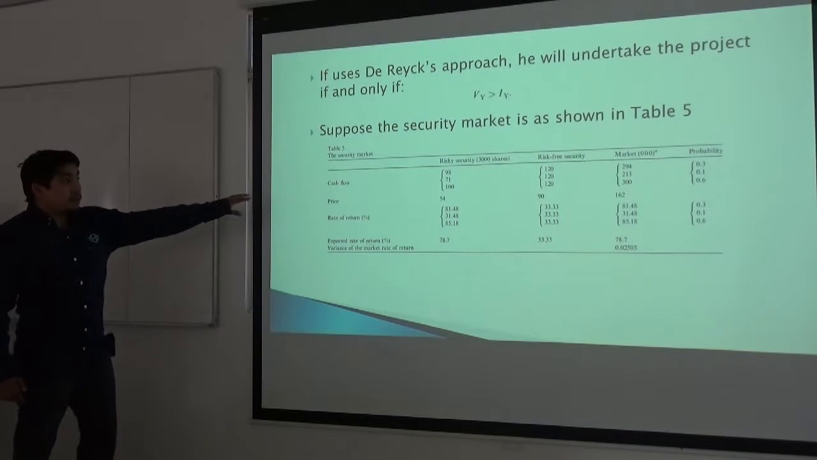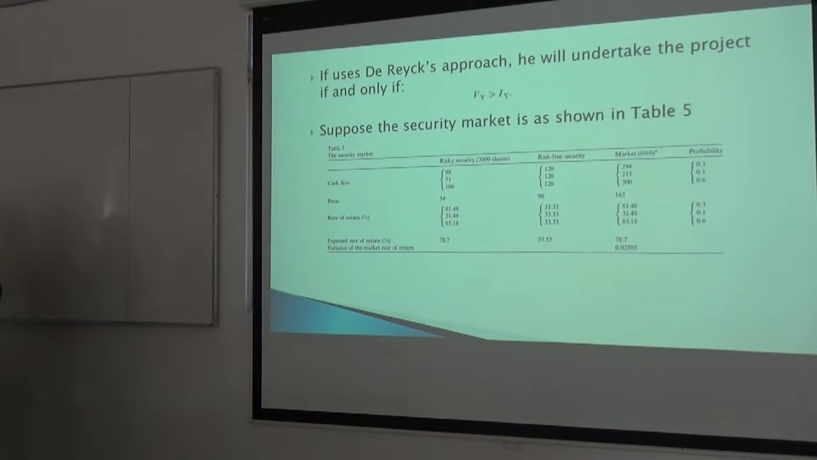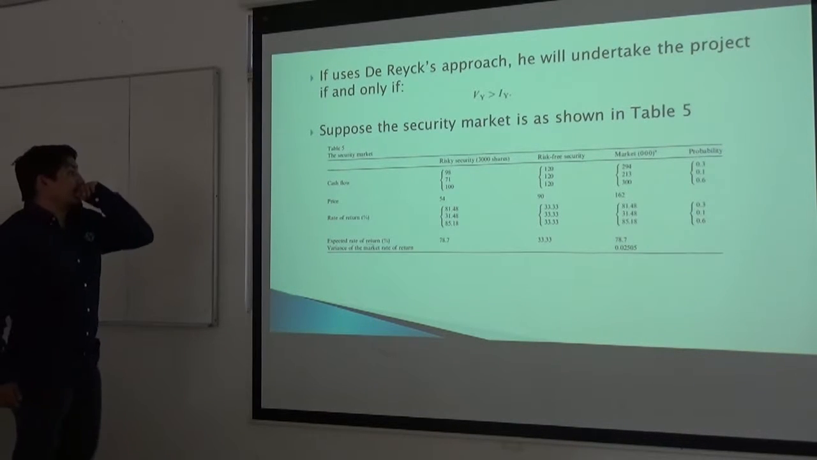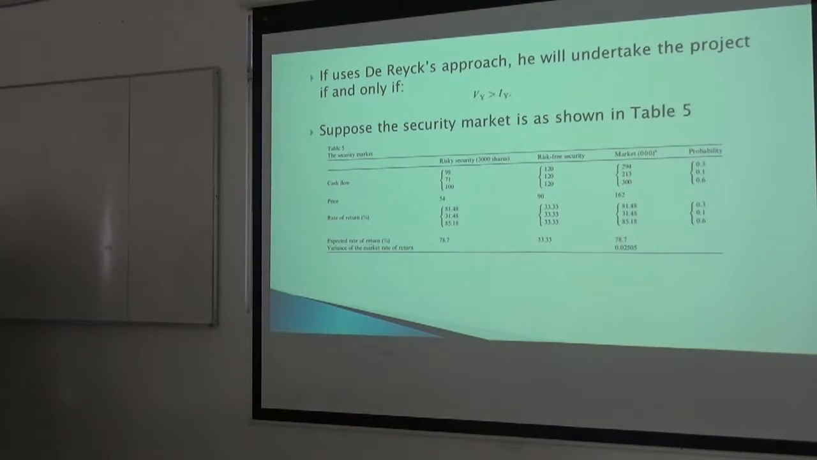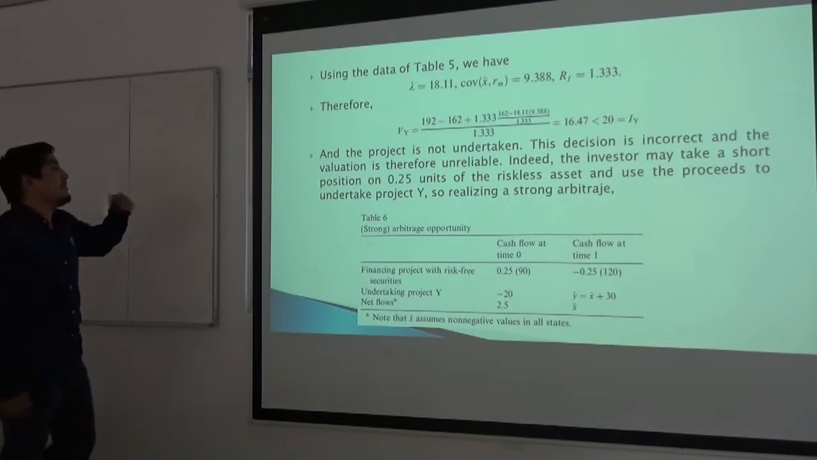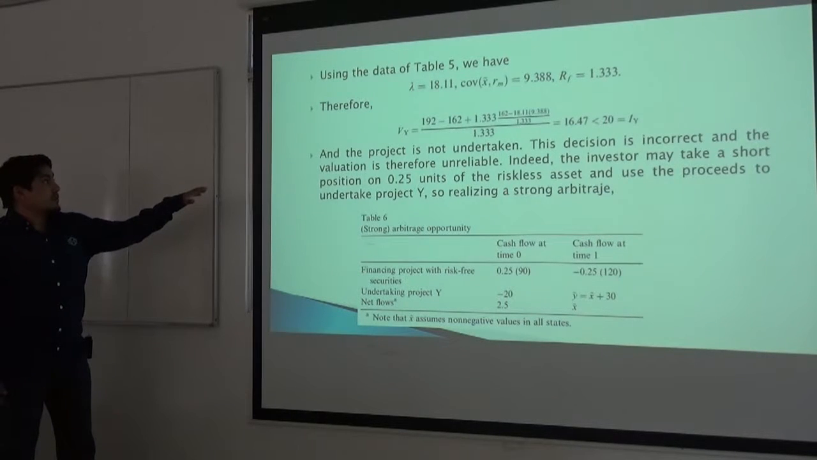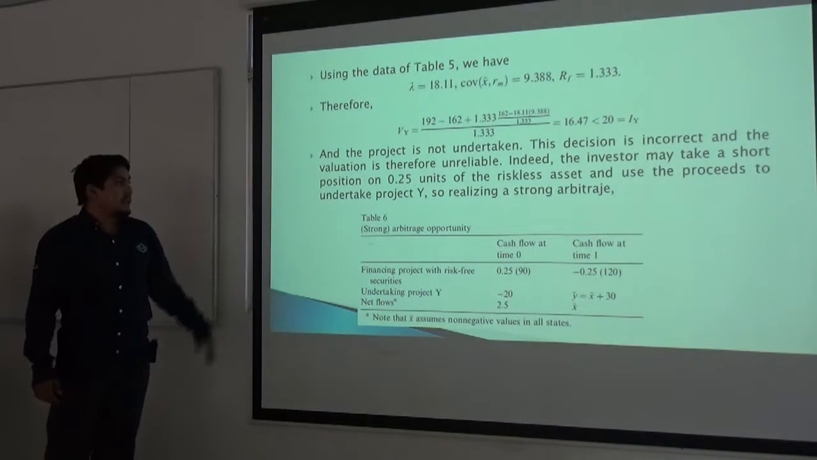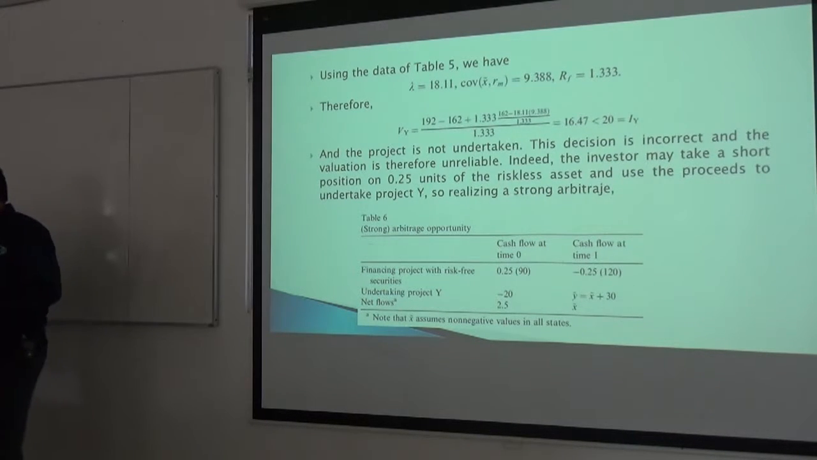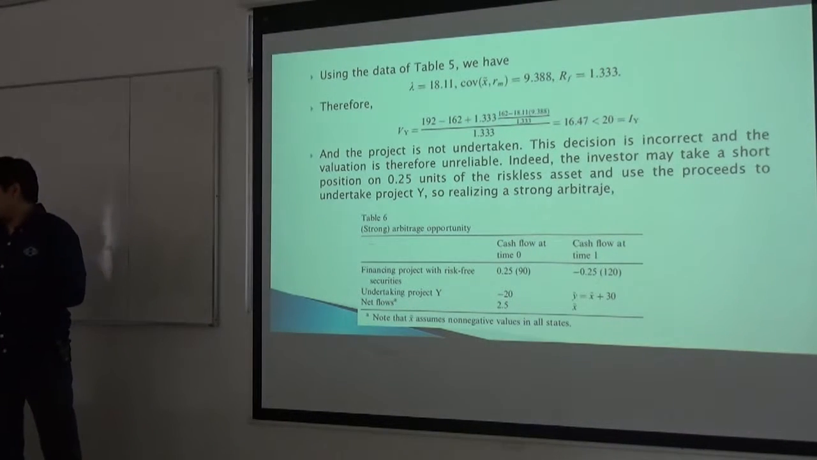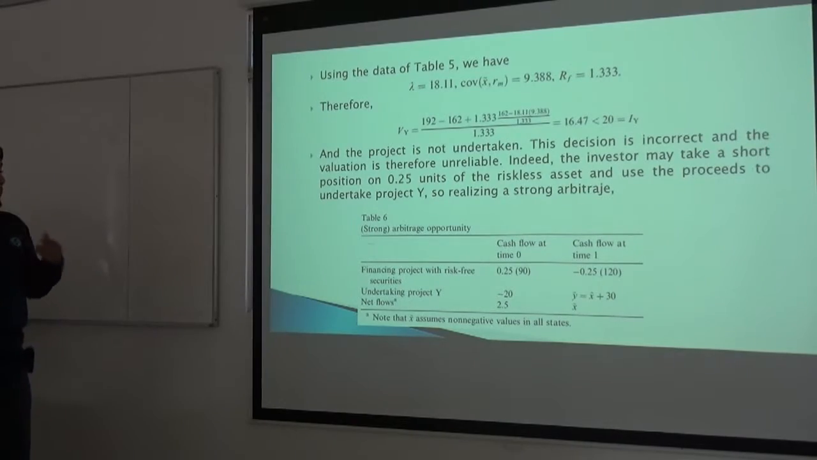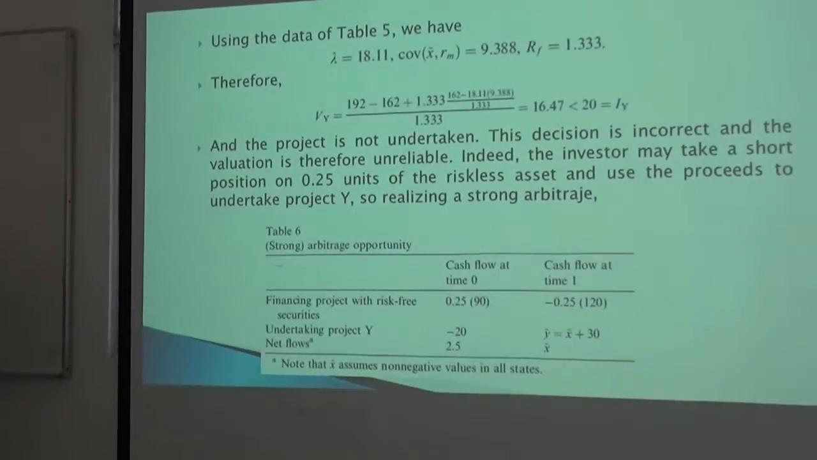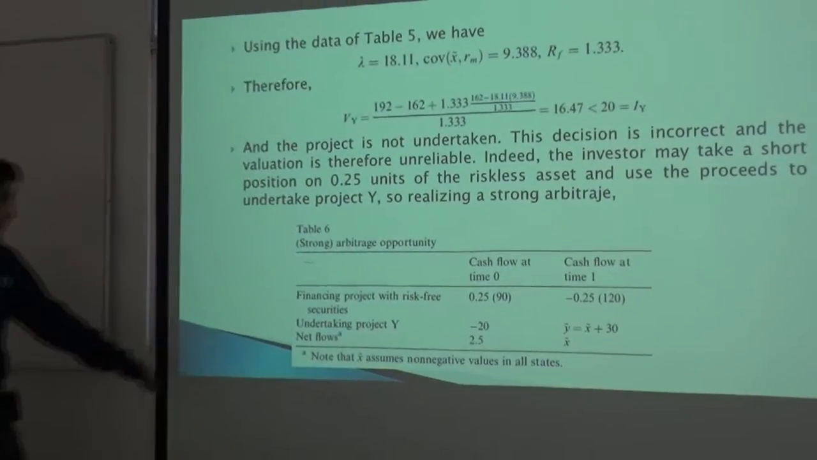So table 5 has information about the cash flow and rate of return of the security market. Envelopment according to the value J is less than cost. So the price is not on target. This decision is incorrect. Why? Because the investor may take a short position, so generating a positive net flow.